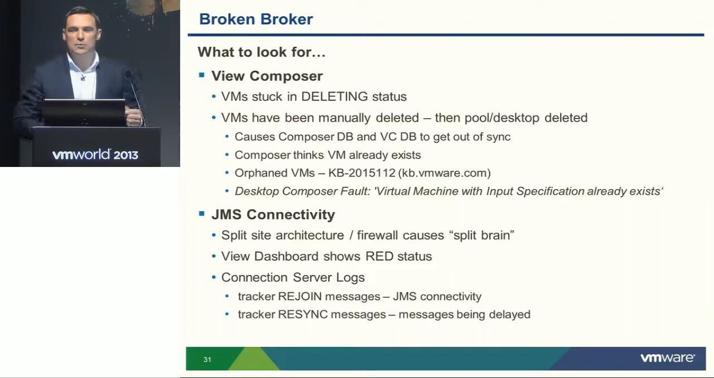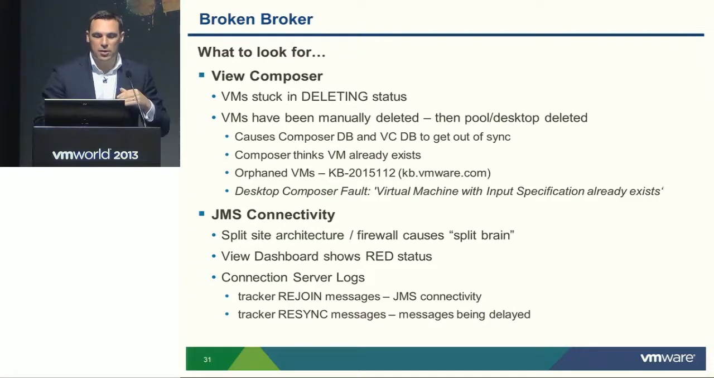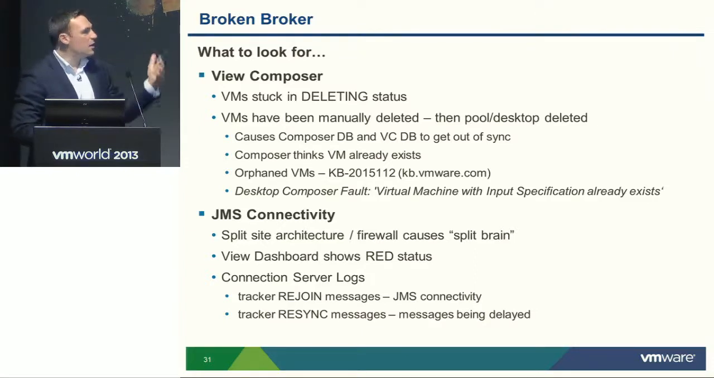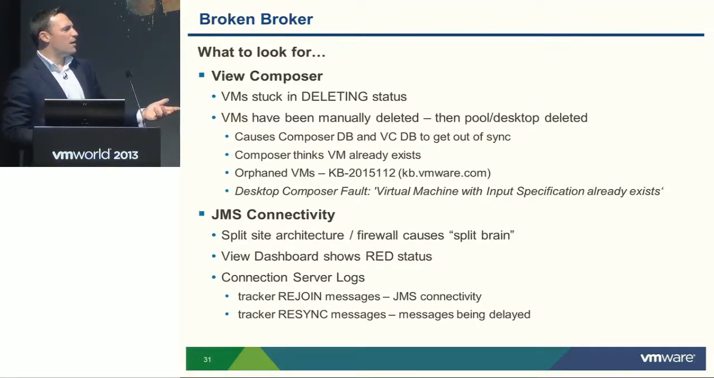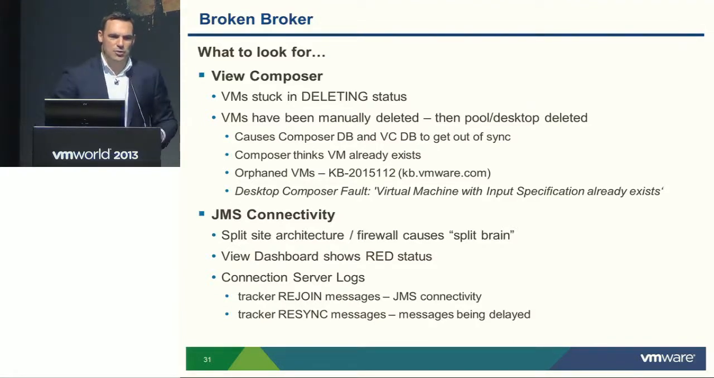Now, you'll see in the View dashboard a red status on one of the components, and this could be because of JMS. In the connection server logs, you'll see these rejoin or resync messages, which indicate whether or not there's a communication failure for JMS. I forget what port JMS uses again? Is it 4001? 4001. Yeah.